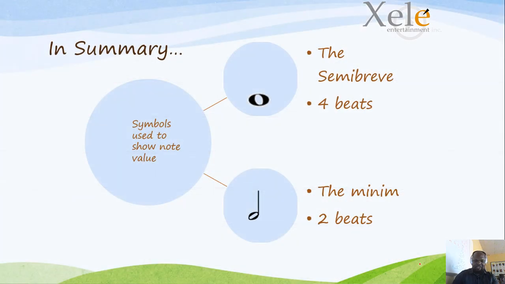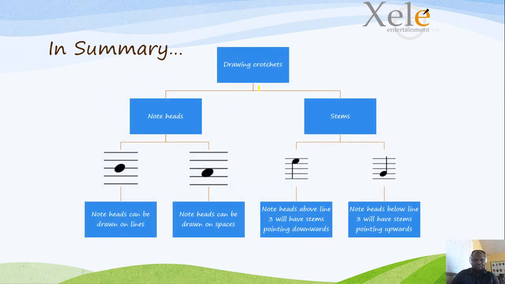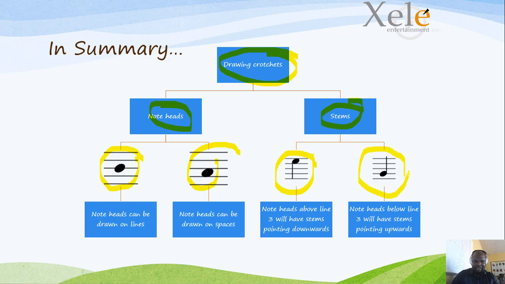In summary, the symbols that are used to show note value, the first one of them is the semibreve, and it has a time value of 4 beats. The second one is the minim, and it has a time value of 2 beats. We said that when we draw minims, we have to start with the note heads and then draw the stems. Note heads can either be drawn on a line like we have here, or they can be drawn on spaces. And for note heads that are above line 3, the stem will go downwards. For note heads that are below line 3, the stem will go up.